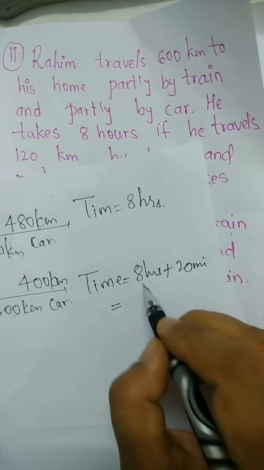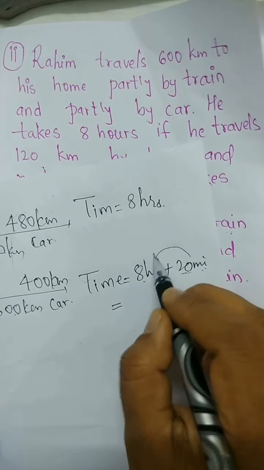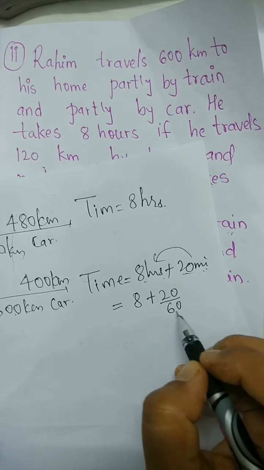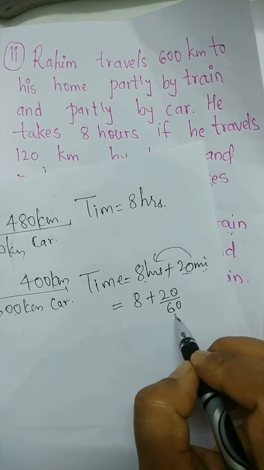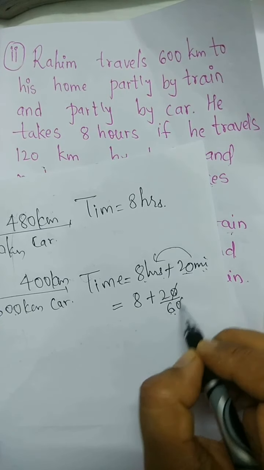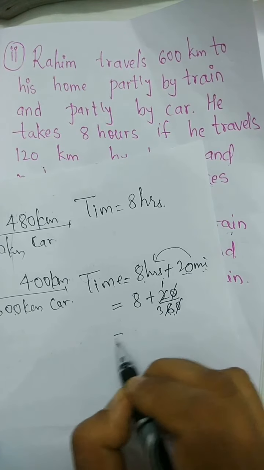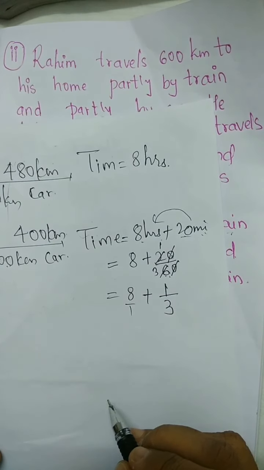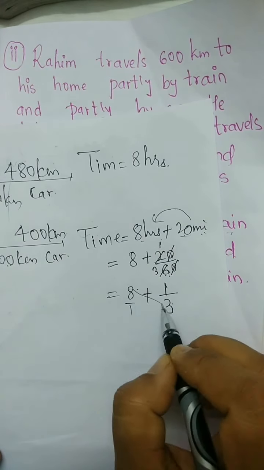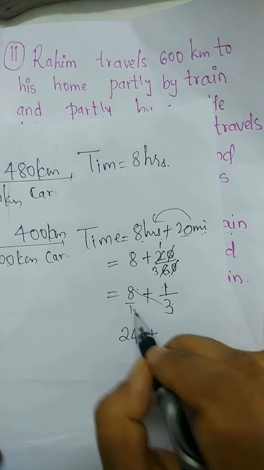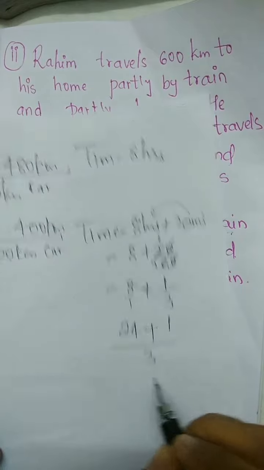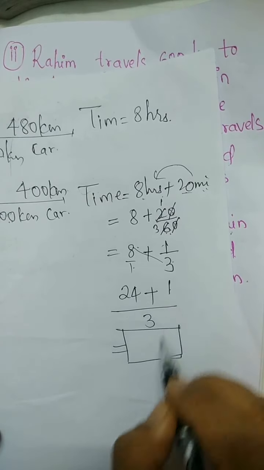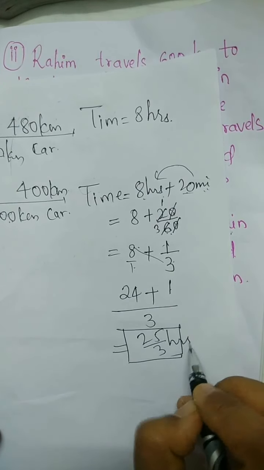How to convert 8 hours and 20 minutes into hours? 8 plus 20 upon 60, because in 1 hour there are 60 minutes. So 20 minutes out of 60 minutes means 20 upon 60. 0, 0 cancel. 2 ones are 2, 2 threes are 6. So you will get 8 plus 1 by 3. Denominator here means 1. Now cross multiply. 8 threes are 24 plus 1, so it is 24 plus 1, 25 by 3 hours.